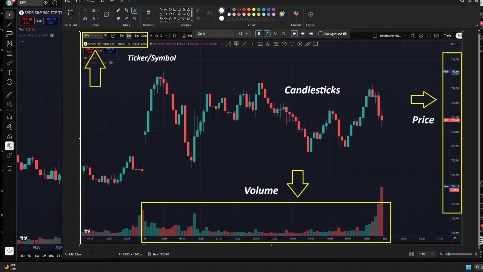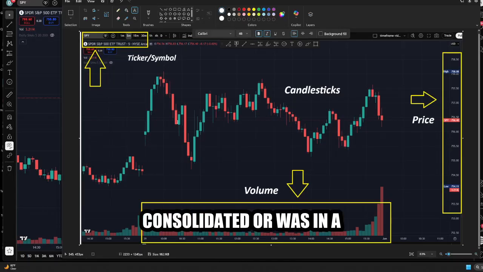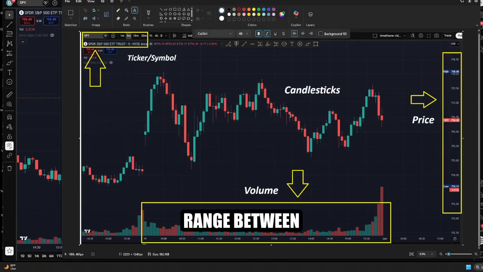This is the time frame: 1 minute, 5 minute, 15 minute, etc. I have it on the 5 minute time frame, so you see each candle is 5 minutes of time. We went over the candlesticks last week and what they are. On the right-hand side of the chart, you see the price. This is Friday's price action, and this was the price that the S&P traded at during that day. So it just consolidated, or was in a range, between these prices.